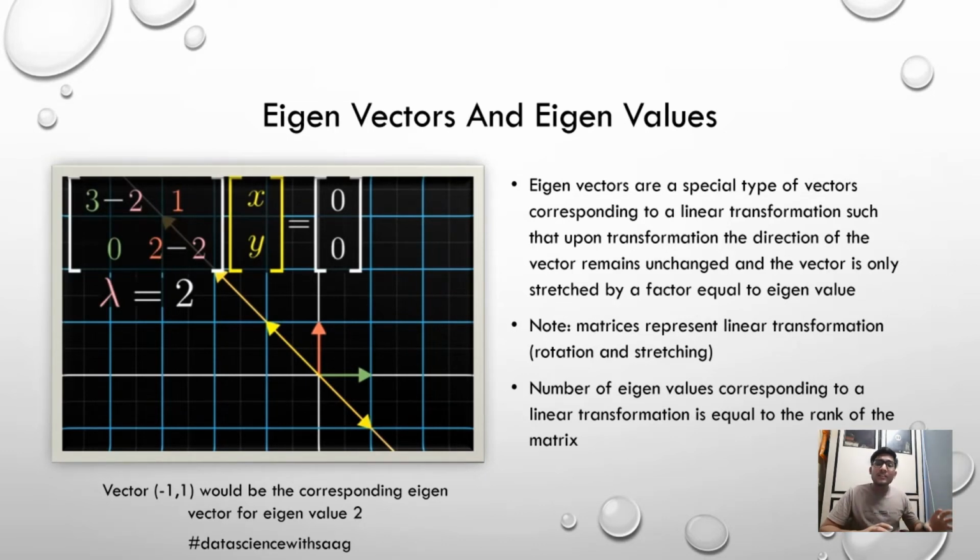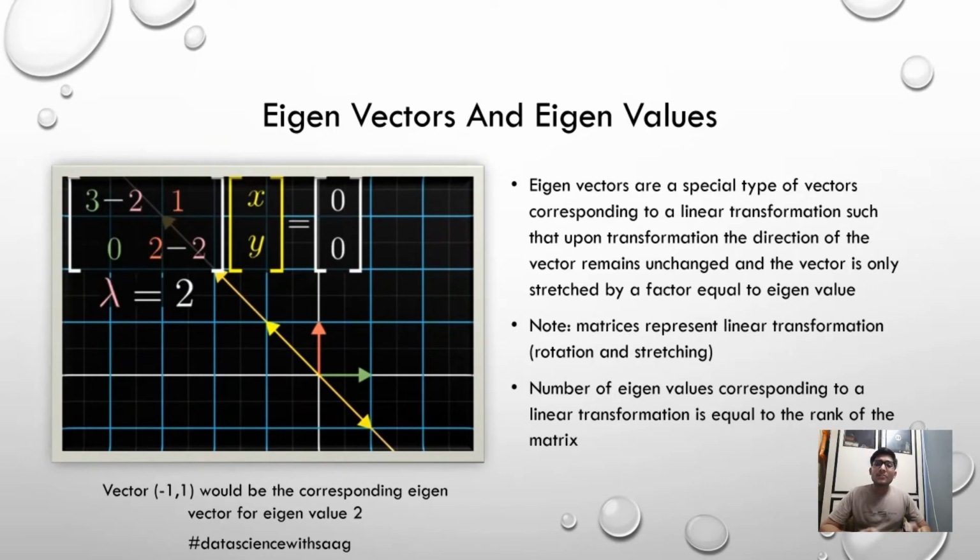So, for each linear transformation, we would have a corresponding eigenvalue, and corresponding to each eigenvalue, we would have an eigenvector, right? Now, how many eigenvalues can a linear transformation have? That would depend on the rank of the matrix. What is the rank of the matrix?